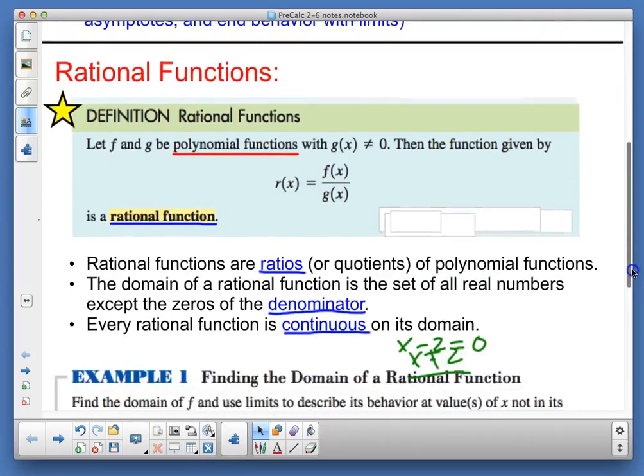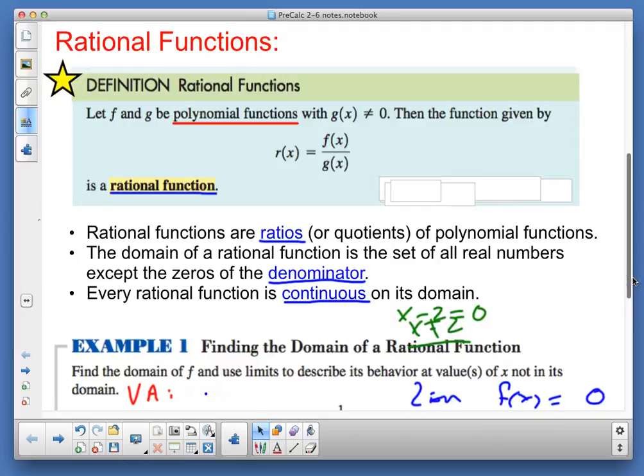Now, when we're talking about rational functions, it's just a division function. That's all. Rational is just a division. So we have f of x, and we're dividing by g of x, and that's giving us our rational function. So we have two polynomials that we're dividing to give us a rational function. Rational functions are ratios or quotients of polynomial functions. The domain of the rational function is the set of all real numbers except the zeros of the denominator.